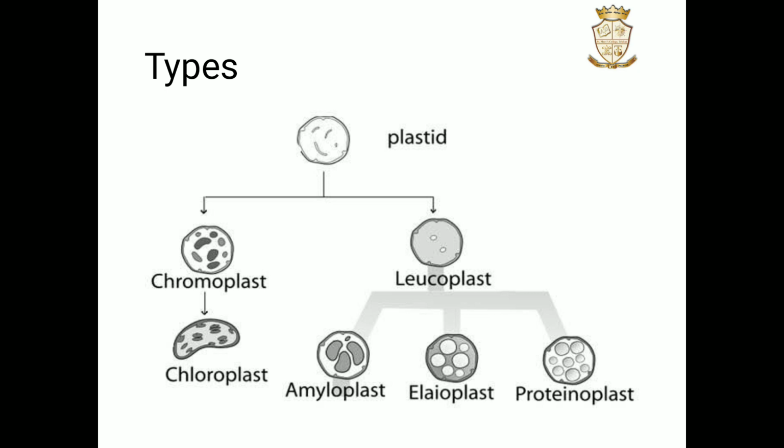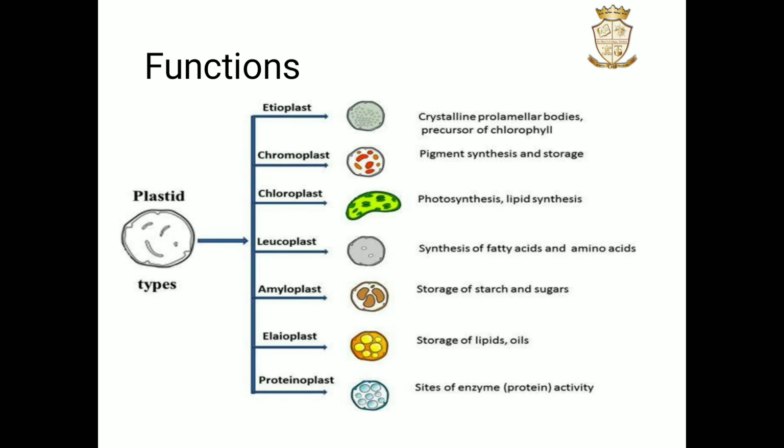So there are different types of plastids like chromoplast and leucoplast. And the chloroplast is a type of chromoplast, and the leucoplast is further divided into amyloplast, elaioplast, and proteinoplast. And they have their own different functions based on the type of things they store or synthesize. Here the etioplast has crystalline prolamellar bodies, and it is a precursor for chlorophyll.